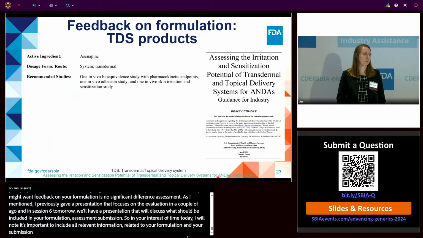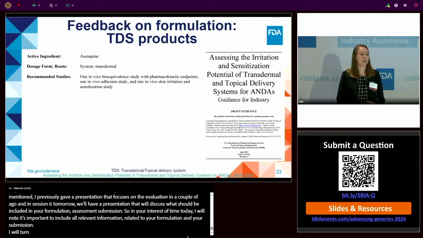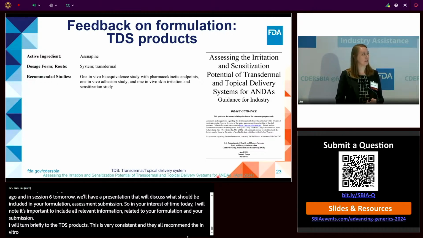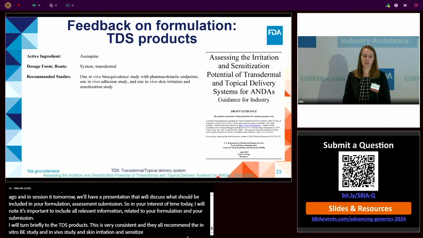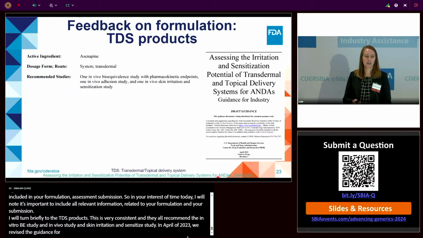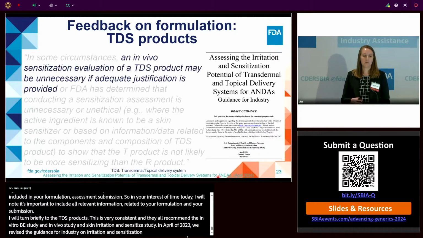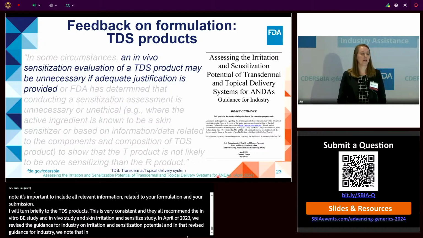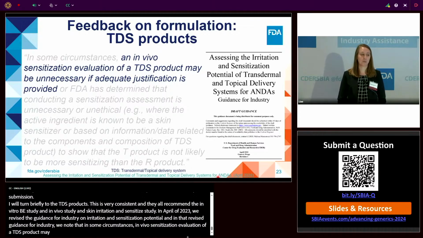I want to turn now briefly to TDS products. The PSGs for these products are very consistent in that they all recommend an in vivo bioequivalence study, an in vivo adhesion study, and an in vivo skin irritation and sensitization study. And in April of 2023, we revised the guidance for industry on irritation and sensitization potential. And in that revised guidance for industry, we note that in some circumstances, an in vivo sensitization evaluation of a TDS product may be unnecessary if adequate justification is provided.